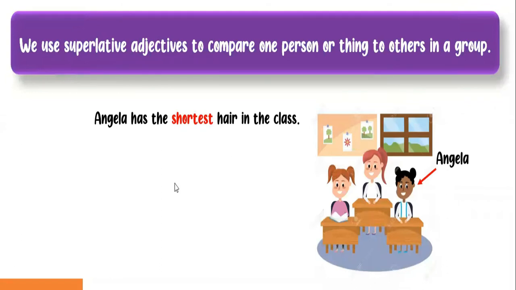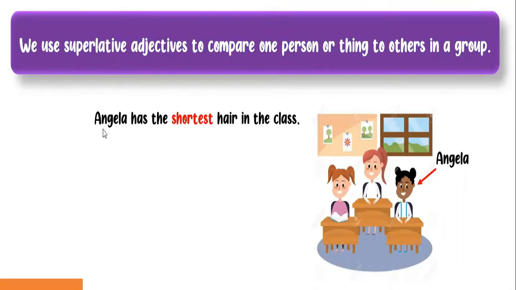And the superlatives. We use the superlatives to compare, listen, one person or one thing or one animal to others in a group. For example, I can say, she is the smartest girl in the classroom. Yes, the classroom is the group. And I'm comparing one person, she, a girl, with the rest of the students in the classroom. She is the smartest girl in the classroom. Yes, I'm comparing this girl with the other girls in the classroom.